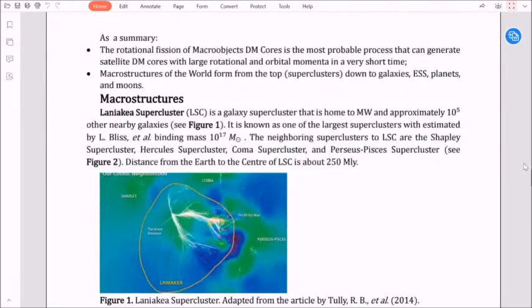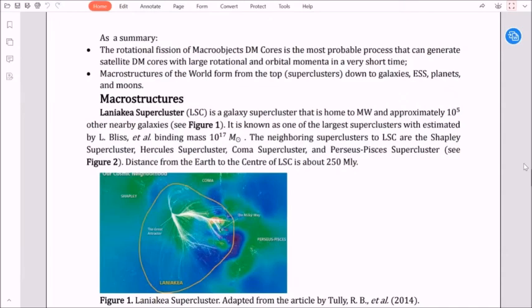As a summary, the rotational fission of macro objects' dark matter cores is the most probable process that can generate satellite dark matter cores with large rotational and orbital momenta in a very short time. Macrostructures of the world form from the top, superclusters, down to galaxies, extrasolar systems, planets, and moons.